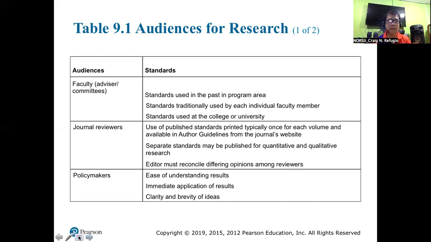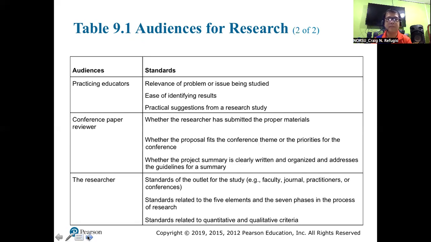Next is policymakers. The standards are understanding, immediate application of results, and clarity as well as brevity of ideas. Practicing educators could be one of the audiences. The standards are relevance of the problem or issue being studied, ease of understanding results, and practical suggestions from a research study.